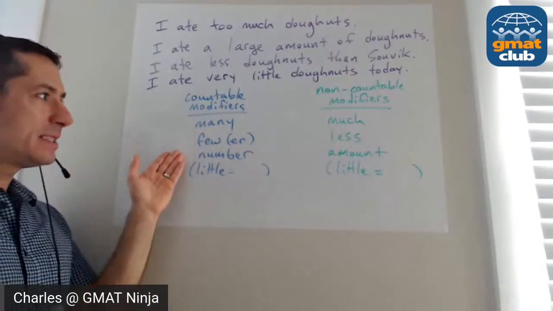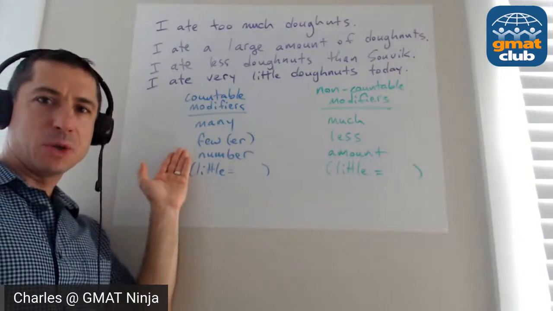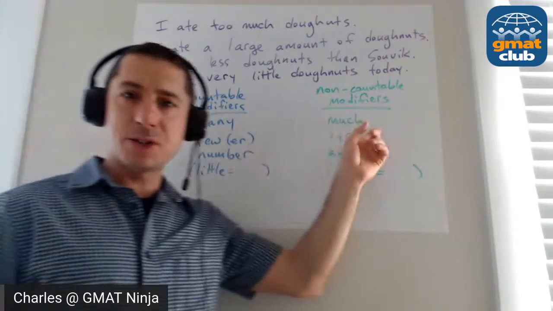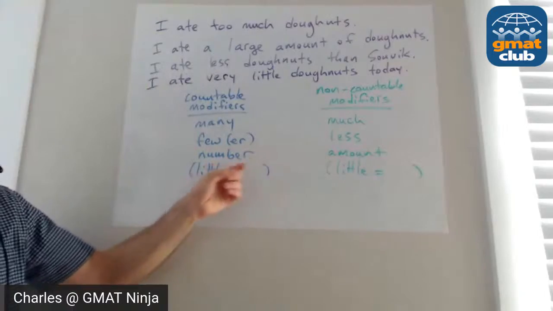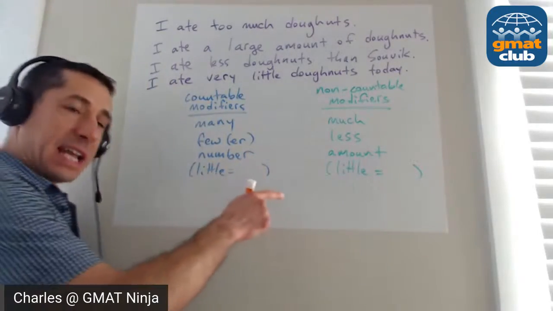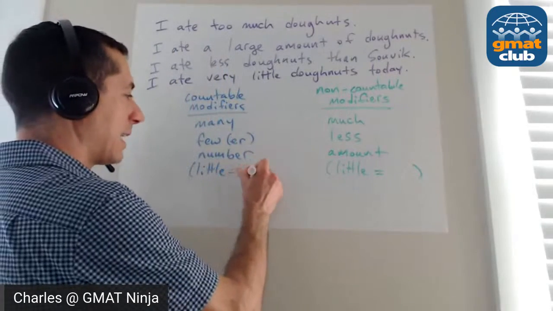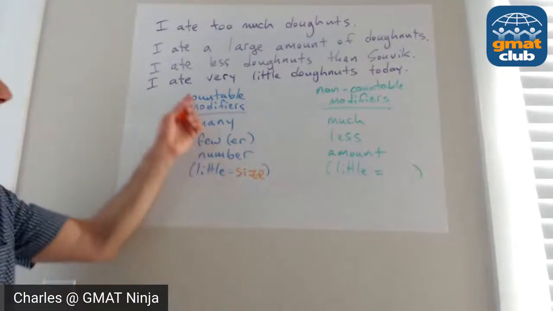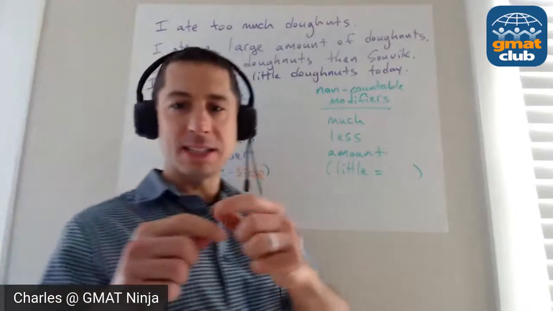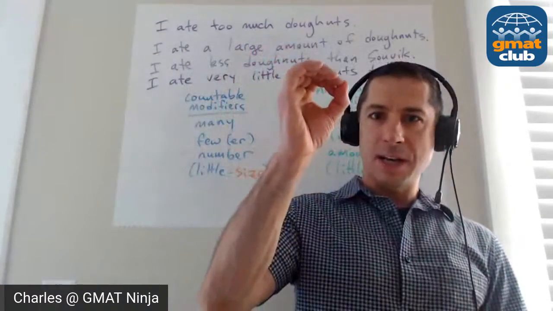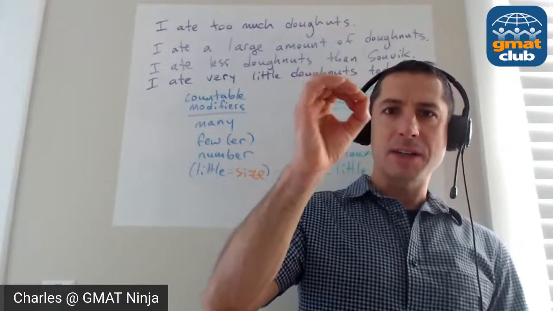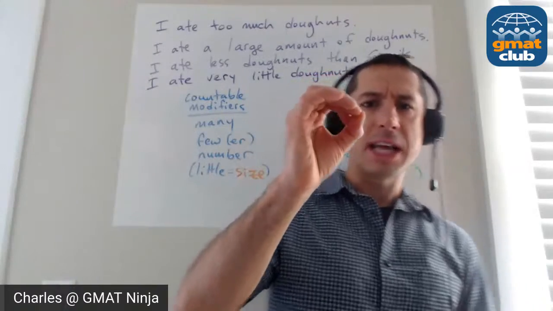So I would argue that these 3 pairs are your most fundamental ones. Make sure you notice many and much. Make sure you notice few or fewer and less, number and amount. Little's funny because it can modify something that's countable. And if we're doing that, we're talking about size. So for example, if I say I ate very little donuts today, because donuts are countable, I'm talking about those little tiny donuts they sell at Starbucks for $4 that I don't understand.